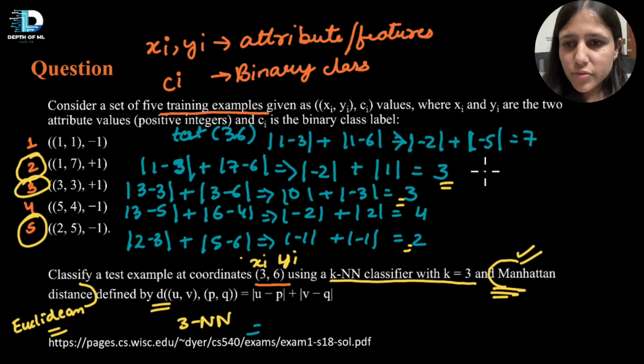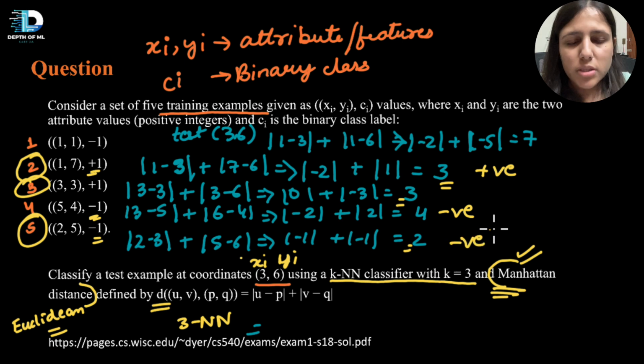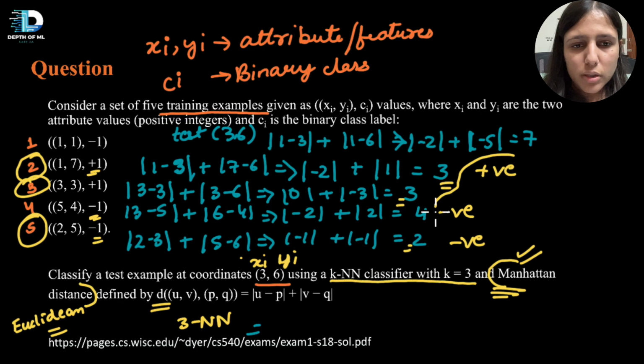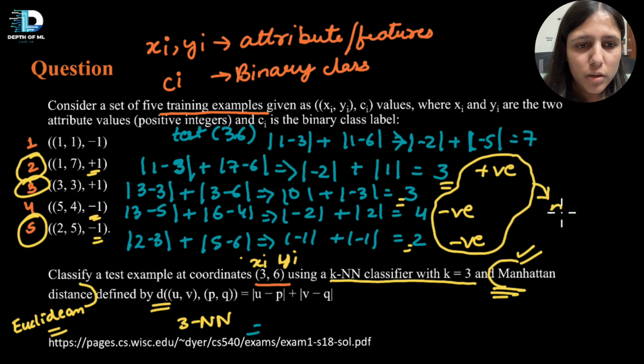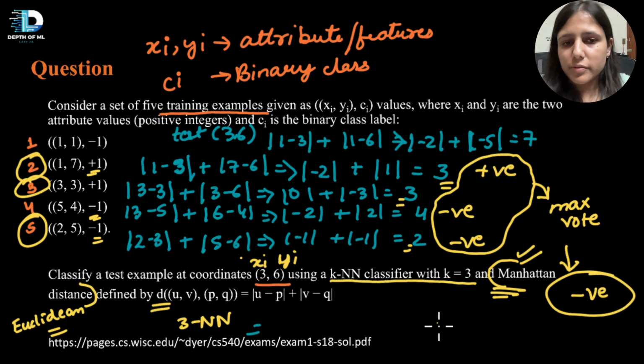Now look at the classes for these. So this is a positive sample, so here it's a positive class. This is the negative class, so this is negative and then this is negative. Now because this is a classification problem, we'll do a max vote. We'll take these 3 and take the max vote, and we have 2 negatives, 1 positive. So our predicted label will be negative.